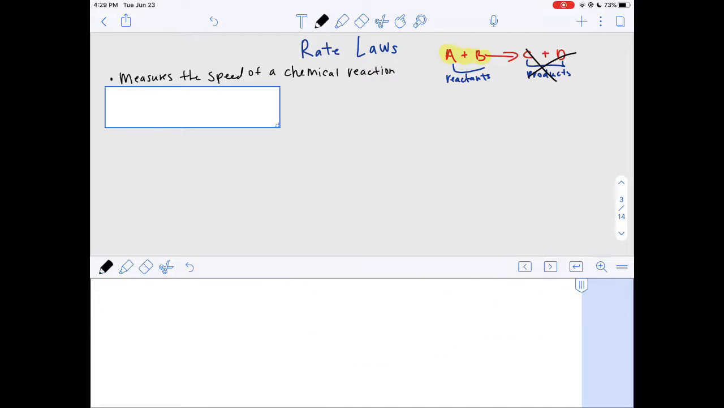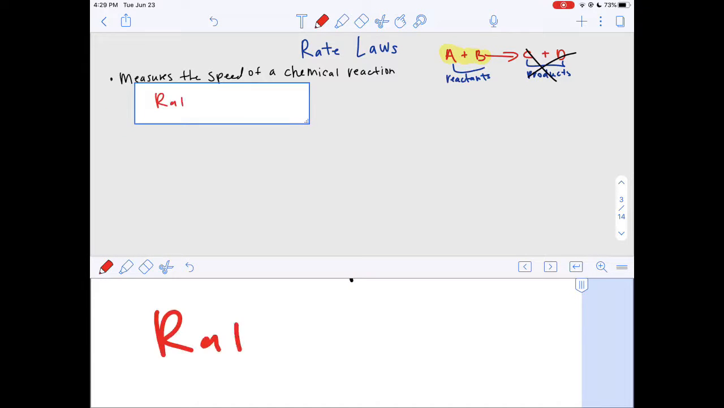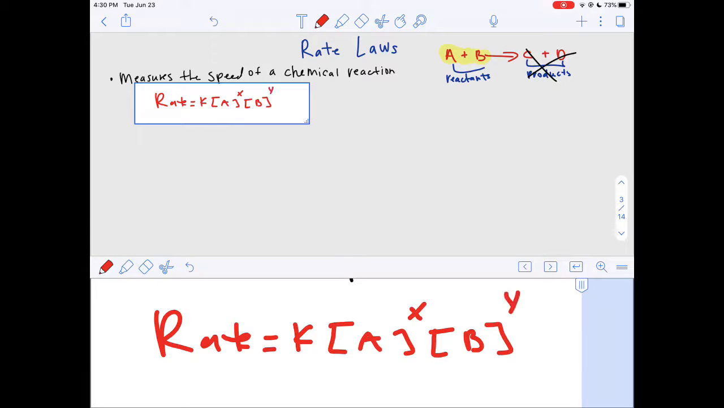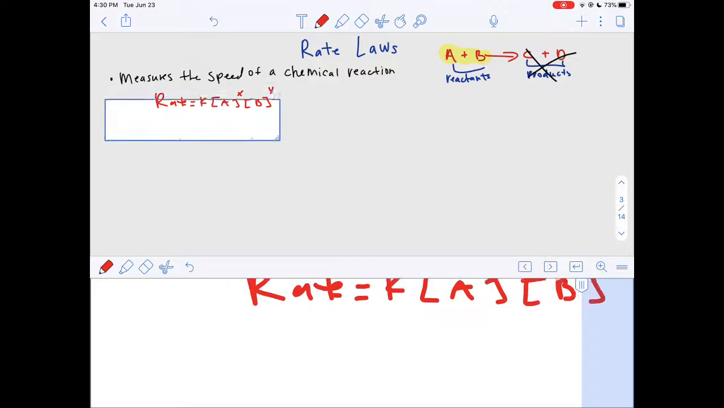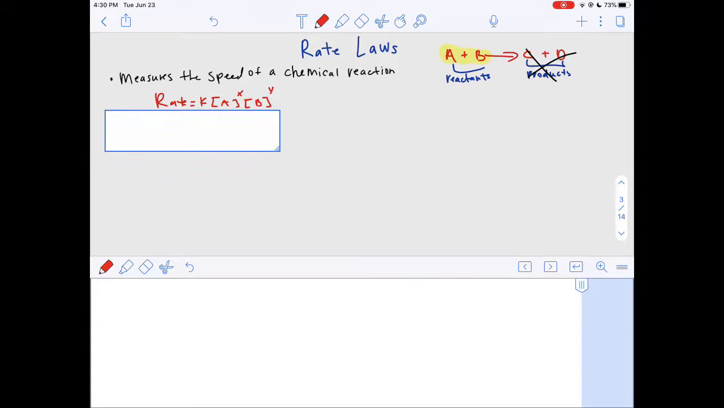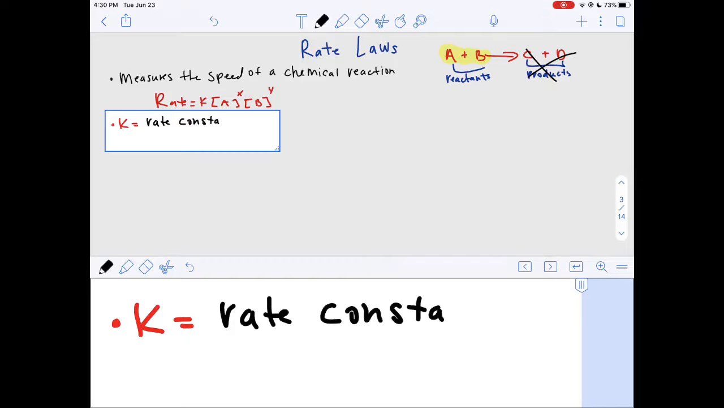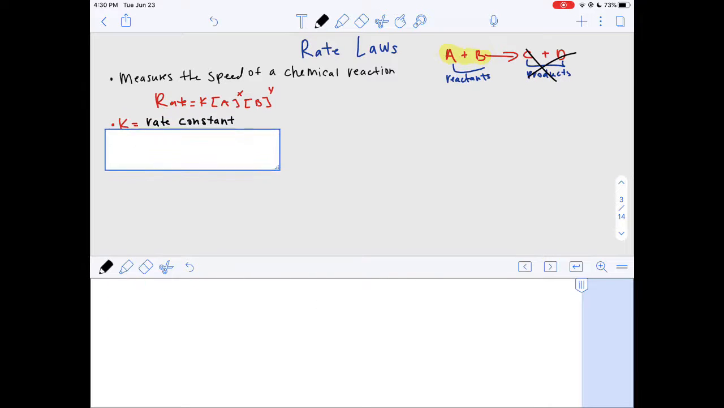There's one standard formula for rate laws, which is rate equals K, concentration of element A to whatever power it's raised to, concentration of element B to whatever power it's raised to. We will get into what all these mean because it looks a little confusing. K in the equation is the rate constant. It just determines the speed of the chemical reaction. It's not the rate itself. It's just a constant value that helps determine the speed.